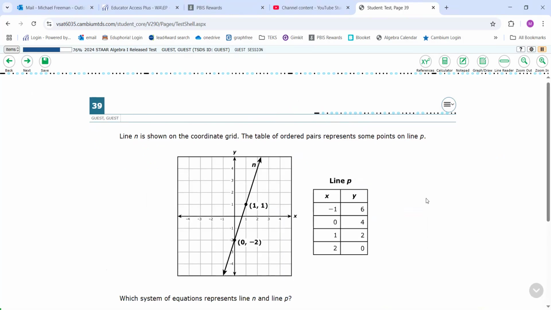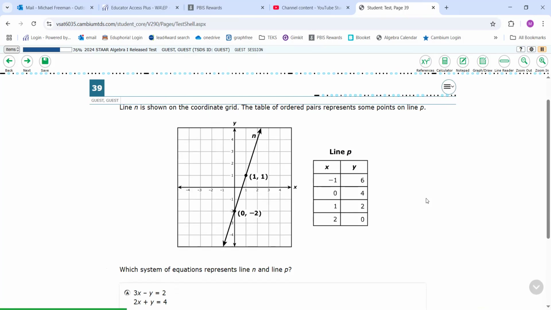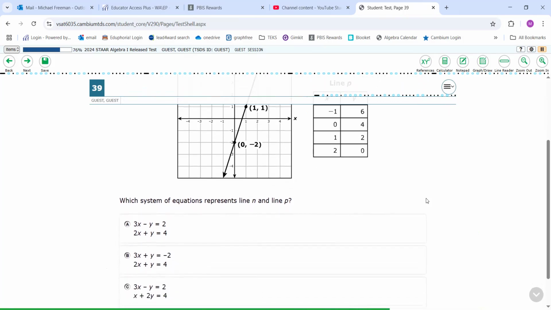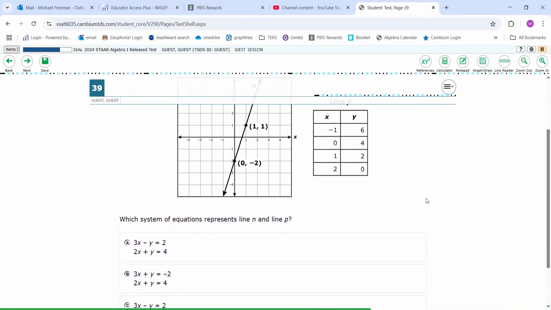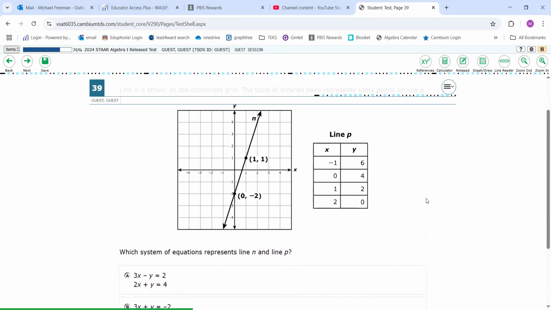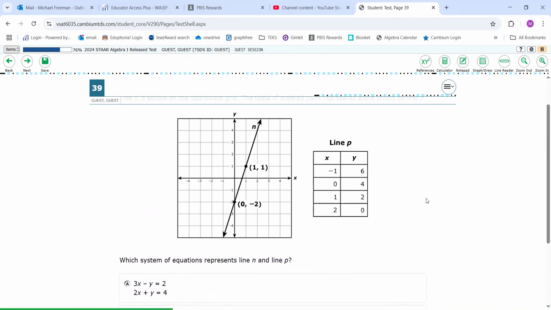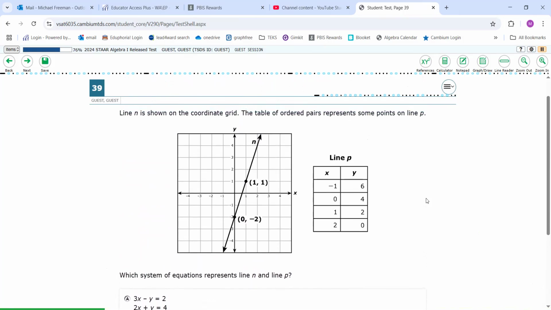Line N is shown in the coordinate grid. The table of ordered pairs represents some points on line P. Which system of equations represents line N and line P? This is a harder problem. We have to do a lot of steps on this problem. The first thing I'm going to do is find the equation of the line on this graph.